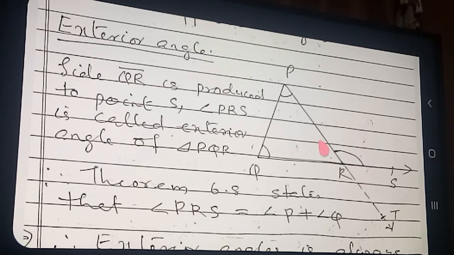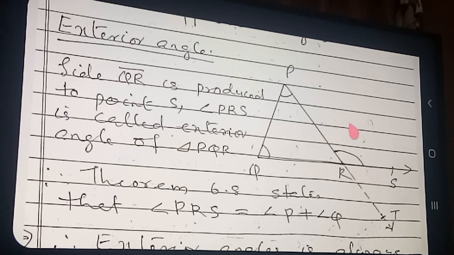So this is the theorem. What you got is that the measure of angle PRS is equal to angle P plus angle Q. Very important theorem. The measure of the exterior angle is equal to the sum of the interior opposite angles. Here the interior opposite angles are angle P and angle Q. Therefore, measure of angle PRS is equal to angle P plus angle Q. Okay, clear? From this statement it is very easy to say that the measure of the exterior angle is always greater than each interior opposite angle.